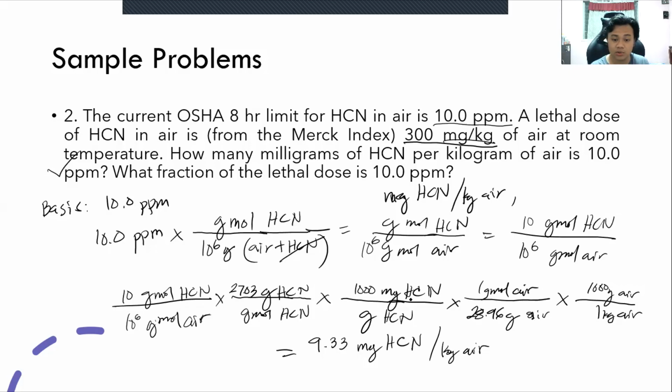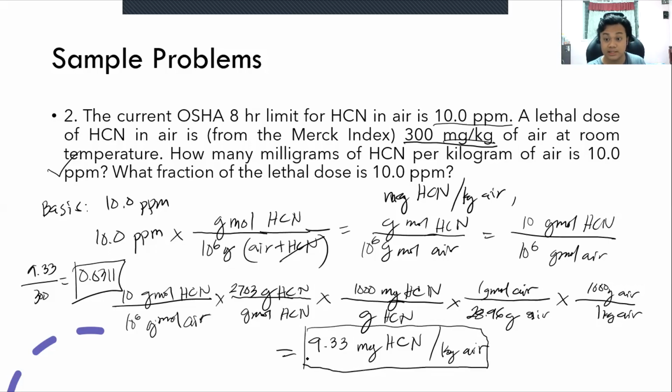So we have answered the first question. Now for the second question, we'll just divide 9.33 by 300 to get the fraction. 9.33 over 300 is equal to 0.0311. So it's far from the lethal dose. Okay, so we're still safe.